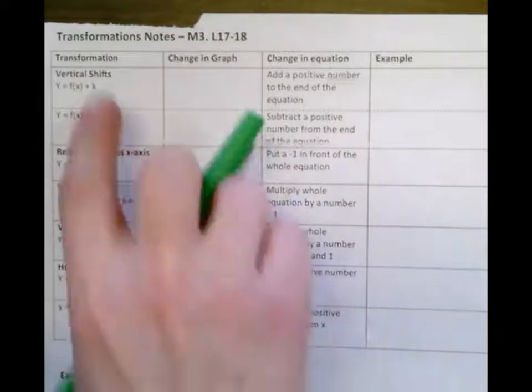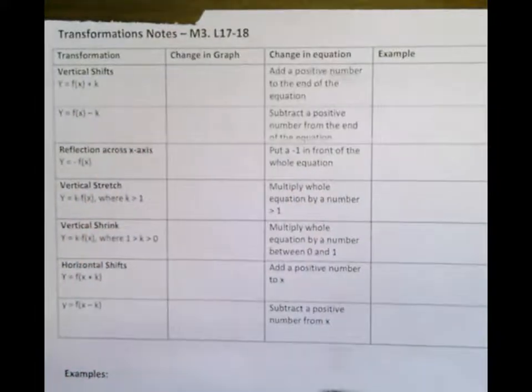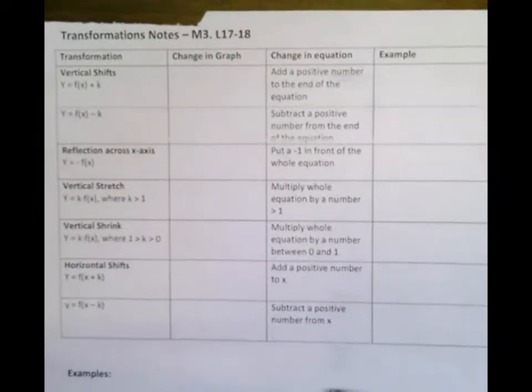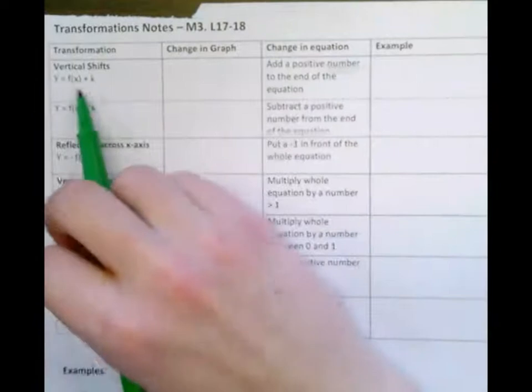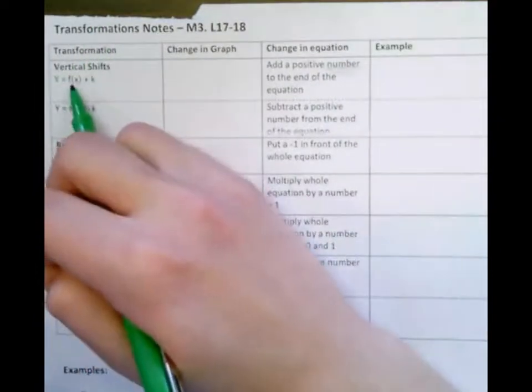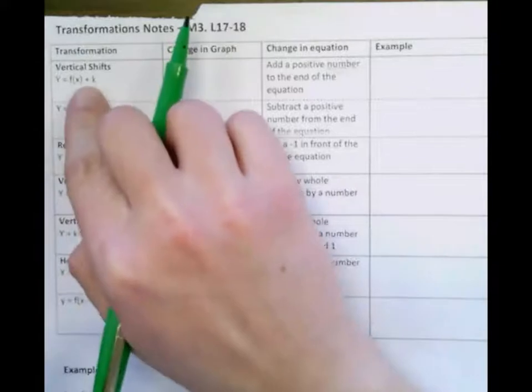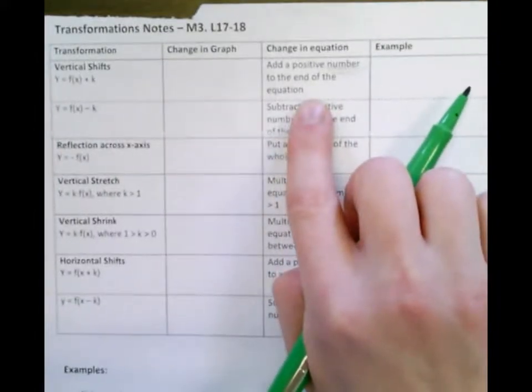So we're going to start with vertical shifts. This is where your graph is moving up or down. In the first column, it's describing the transformation in function notation. So it says y equals f of x plus k. So what are we doing to the equation? We're adding a positive number to the end of the equation.